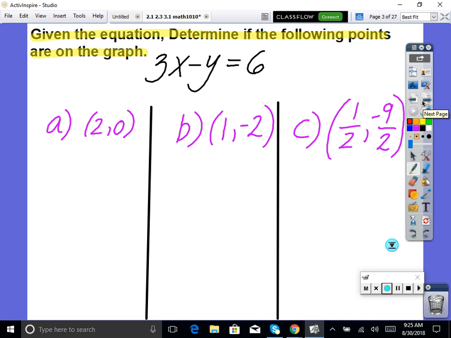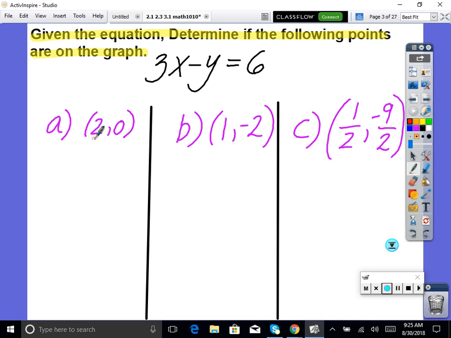So it says, given this equation, determine if the following x, y points are on the graph. So I want to point out, this is in the form 3x minus y equals 6. It's not in y equals form. We don't need to do extra work though. We don't need to put it in y equals form. We can test it right here, right now by plugging stuff in.